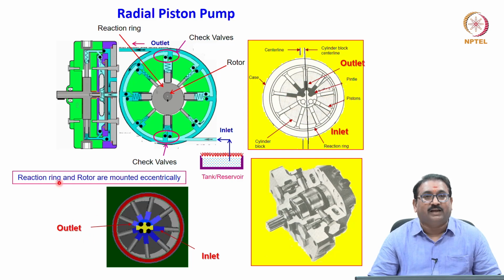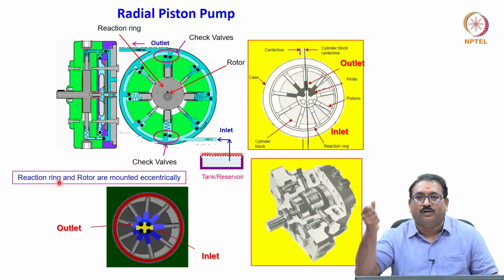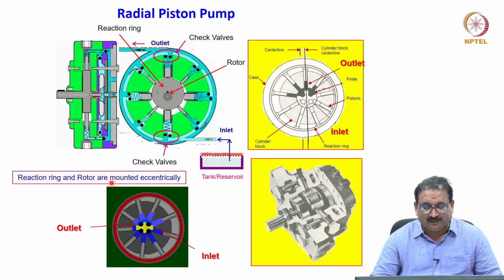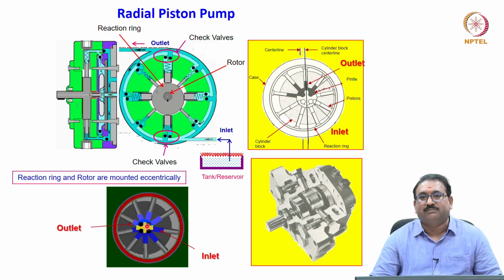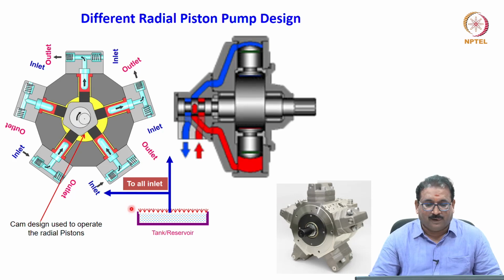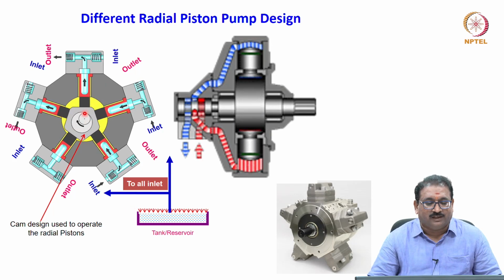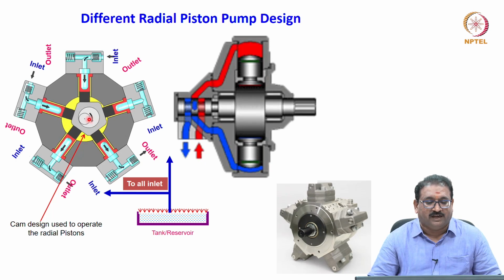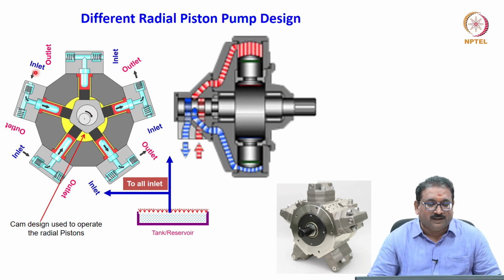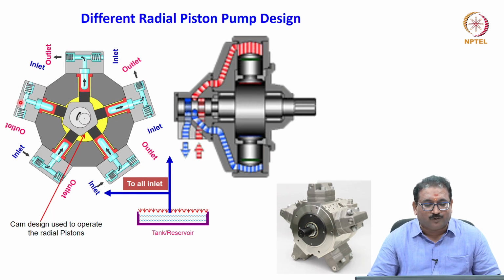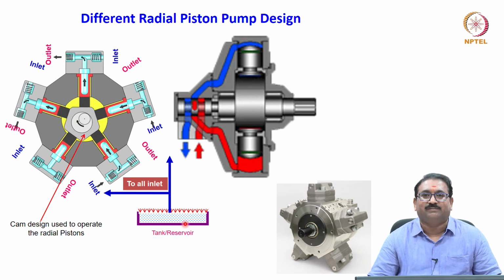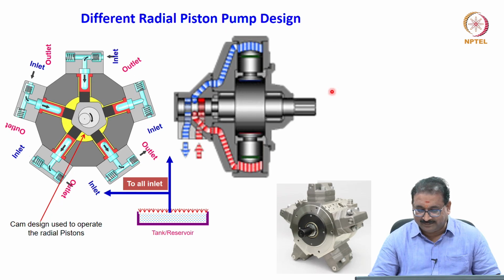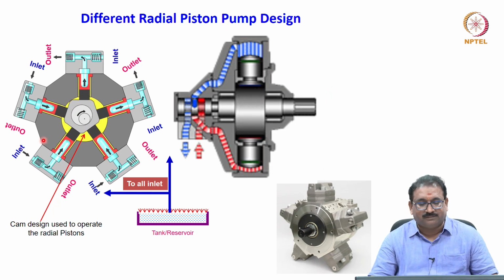This is also called a reaction ring, where the piston, when it is thrown out, touches the inner surface. It is also called the reaction ring, and the rotors are mounted eccentrically. This is called a pintle, one more name. You will see now the different designs of rotors. The movement of the rotor pushes the pistons in and out, through which the inlet and outlet take place. Don't think there are so many inlets; all are connected to only one tank. These are different radial piston pump designs. This is an actual photograph of it.